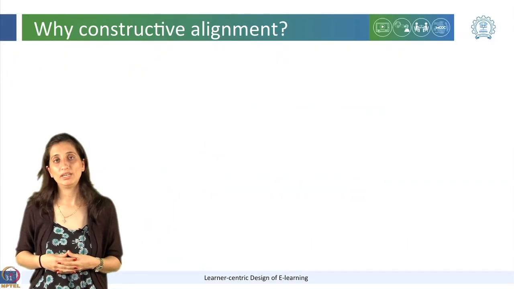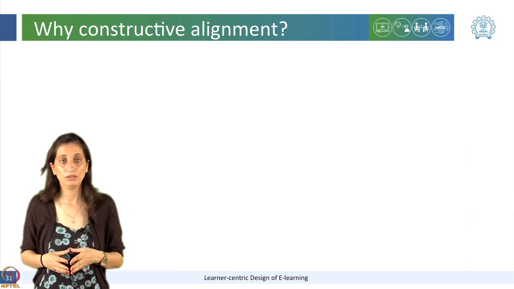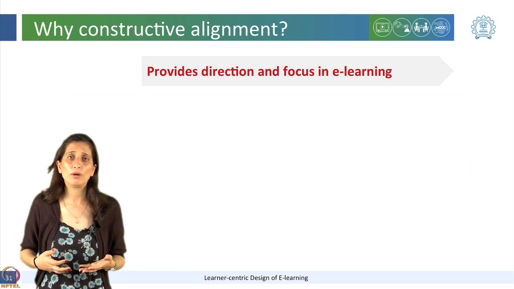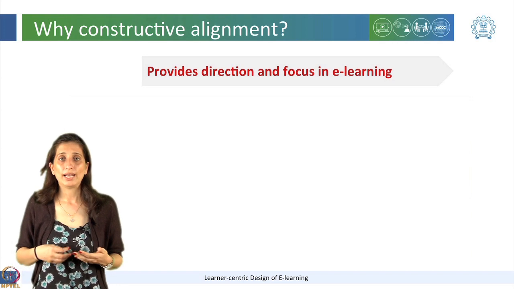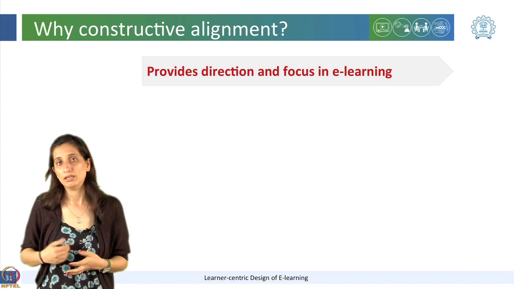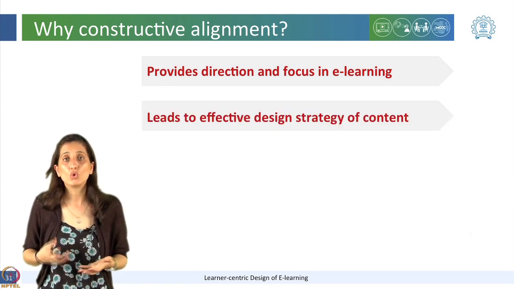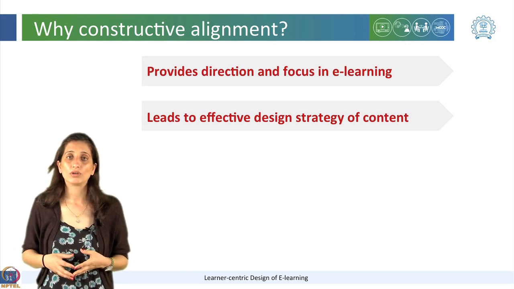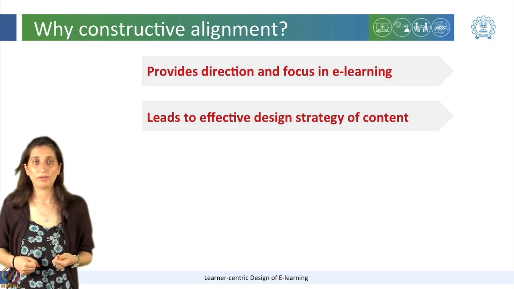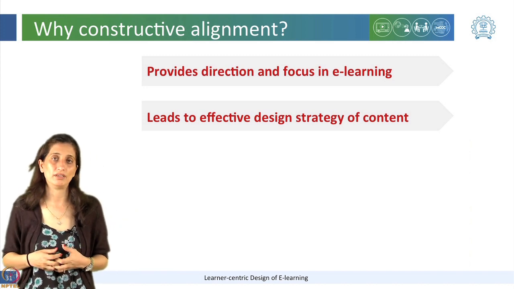Before we summarize this session, let us reflect as to why we should focus on constructive alignment. When all the learning activities and assessment in e-learning content follow from learning outcomes and all the components map with each other, it provides a focused direction to e-learning. The type of learning activities and assessment tasks chosen to achieve the desired learning outcome will determine the effectiveness of e-learning content. When you aim for constructive alignment, the cues for an effective design strategy become evident.